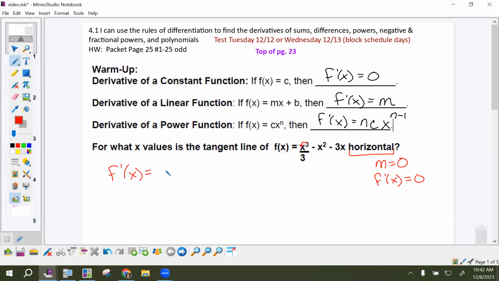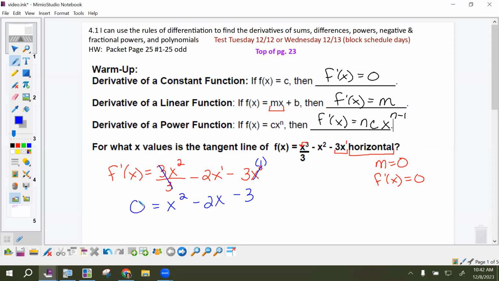The 3 becomes the coefficient. Subtract 1 from the power. The 2 becomes the coefficient. Subtract 1 from the power. And then for 3x, you can think of this with a power rule: 1 multiplied by 3, subtract 1 from the power. Or 3x is linear, like mx, so the derivative is just 3. And we see that here because x to the 0 is 1. So this is really minus 3. These 3's divide, and that's minus 2x.